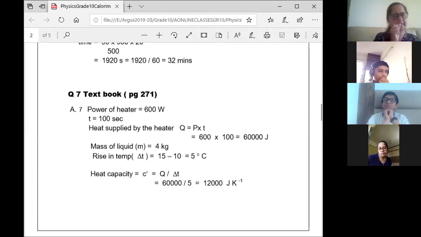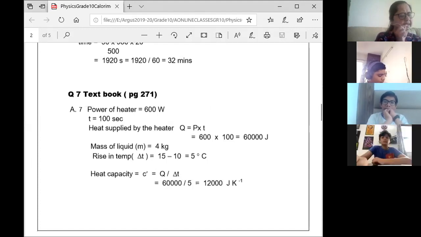So the power of the heater is given, 600 watts. It raises the temperature of 4 kg of liquid from 10 degrees to 15 degrees. Can you see the rise in temperature? Delta T, 15 minus 10, so that is 5 degrees Celsius. Then the time is given as 100 seconds. Why is the time given? Because power is given, so whenever power comes, you will get time also.